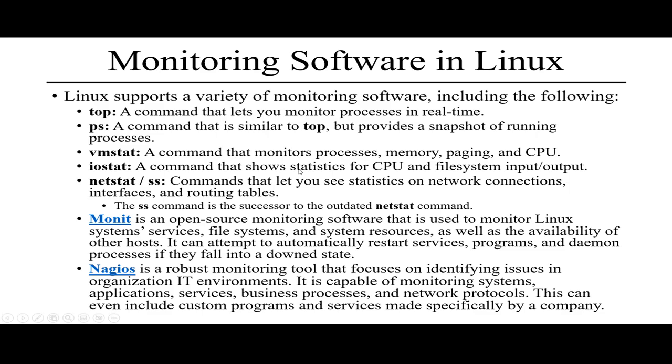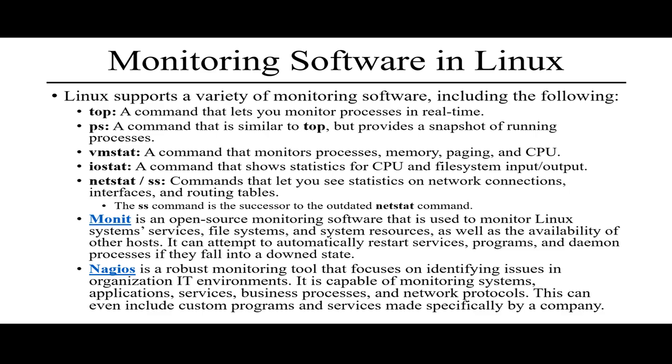iostat is a command that's used to show statistics for CPU and file system input-output. And then what we covered in the network configuration troubleshooting lab is netstat or ss, which lets us see statistics on network connections, interfaces, and routing tables. As I noted before, the ss command is the updated version of netstat. Now here's two other programs.